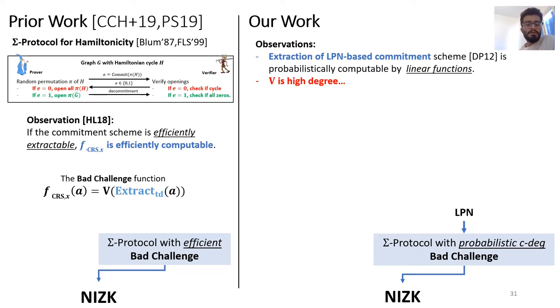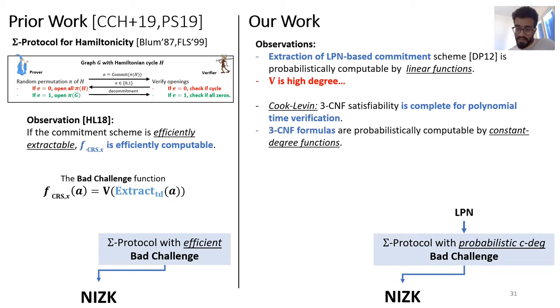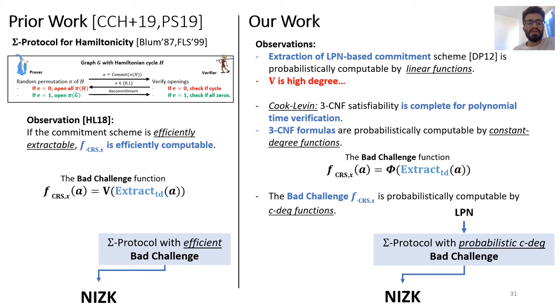But then we remember that using the Cook-Levin transform, we can transform any polynomial time verification to a 3CNF formula. This is because 3CNF satisfiability is complete for such polytime verification. And why is this useful? This is useful because 3CNF formulas actually have probabilistic representations as constant degree polynomials. So again, using Cook-Levin, we can adjust the Hamiltonicity protocol into a protocol where the batch challenge function consists of first extracting the values underlying the commitment A and then applying some 3CNF formula rather than an arbitrary polynomial time computation. And now since we know how to probabilistically compute both the formula and the extraction using constant degree functions, we can probabilistically compute the batch challenge function using constant degree, and this completes our result.